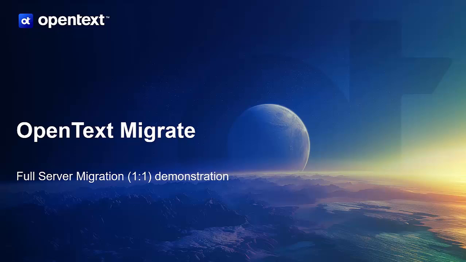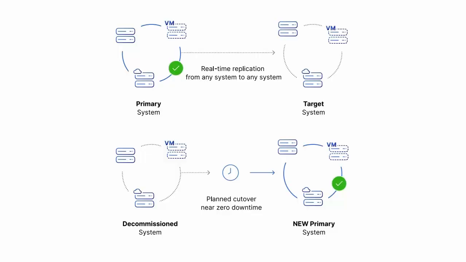In this video, we'll see how to migrate an entire Windows server, including the server system state and applications. We will migrate a standalone production server running Windows Server 2019. We refer to a production server as the source. It could be a physical or a virtual machine running on any hypervisor. If you can install OpenText Migrate on a standalone server, it can be migrated with a full server migration job.